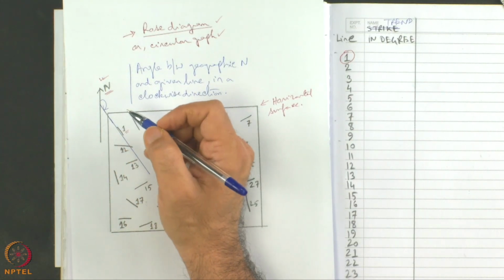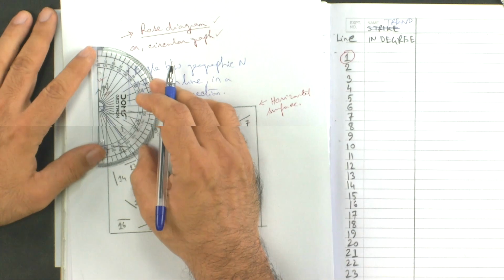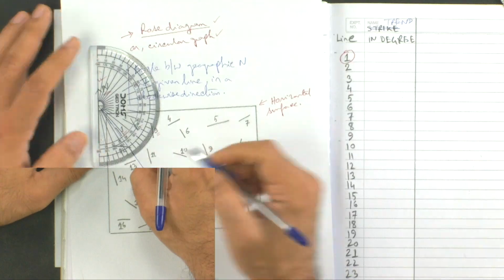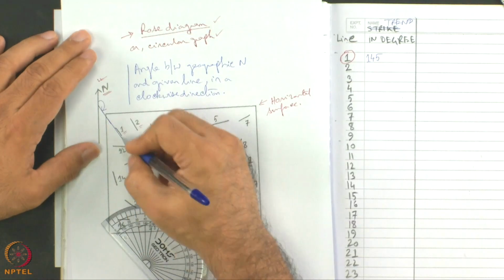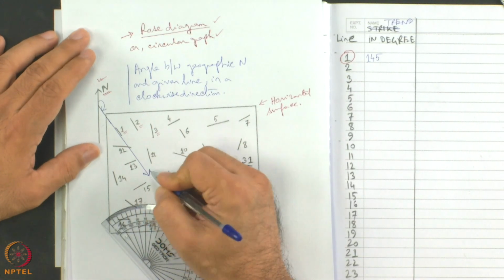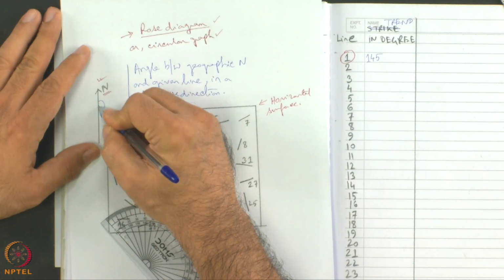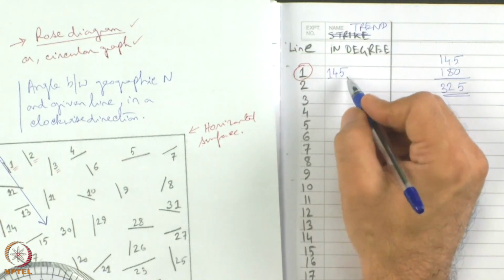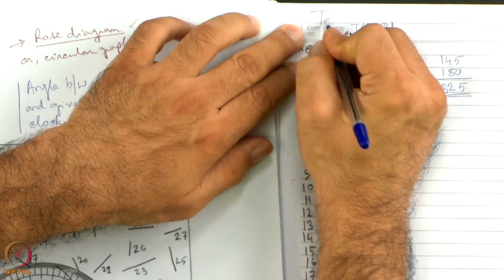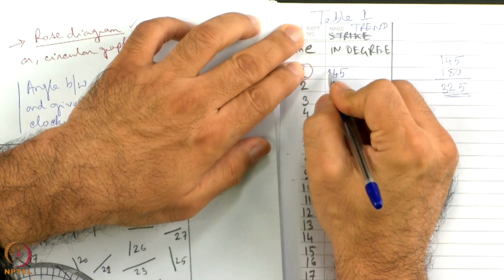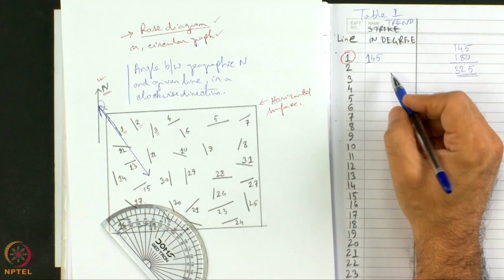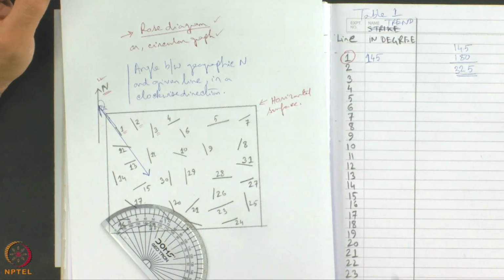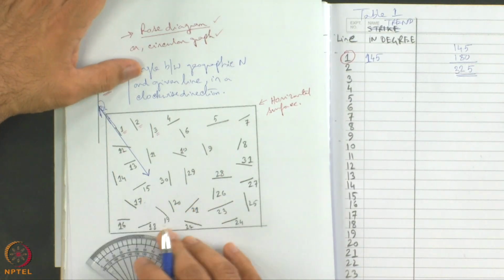Now, with an angle measurer, I can find out how much the angle is, and it is 145 degrees. If one geographic direction, this direction, is 145 degrees, then the other geographic direction, this direction, will be 325 degrees. But here I will be writing in the table only this value, 145. Values which are 180 degrees or less will be written down in this column, in this table for the 31 lines.